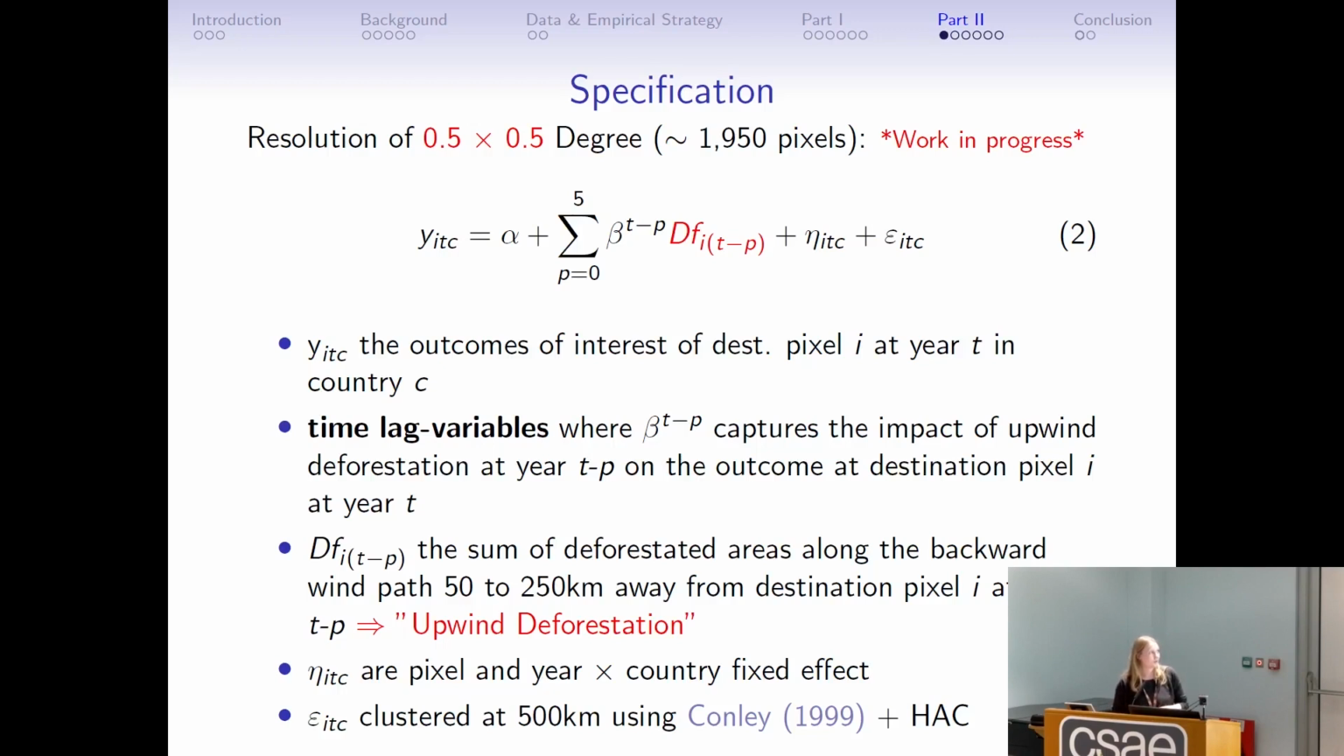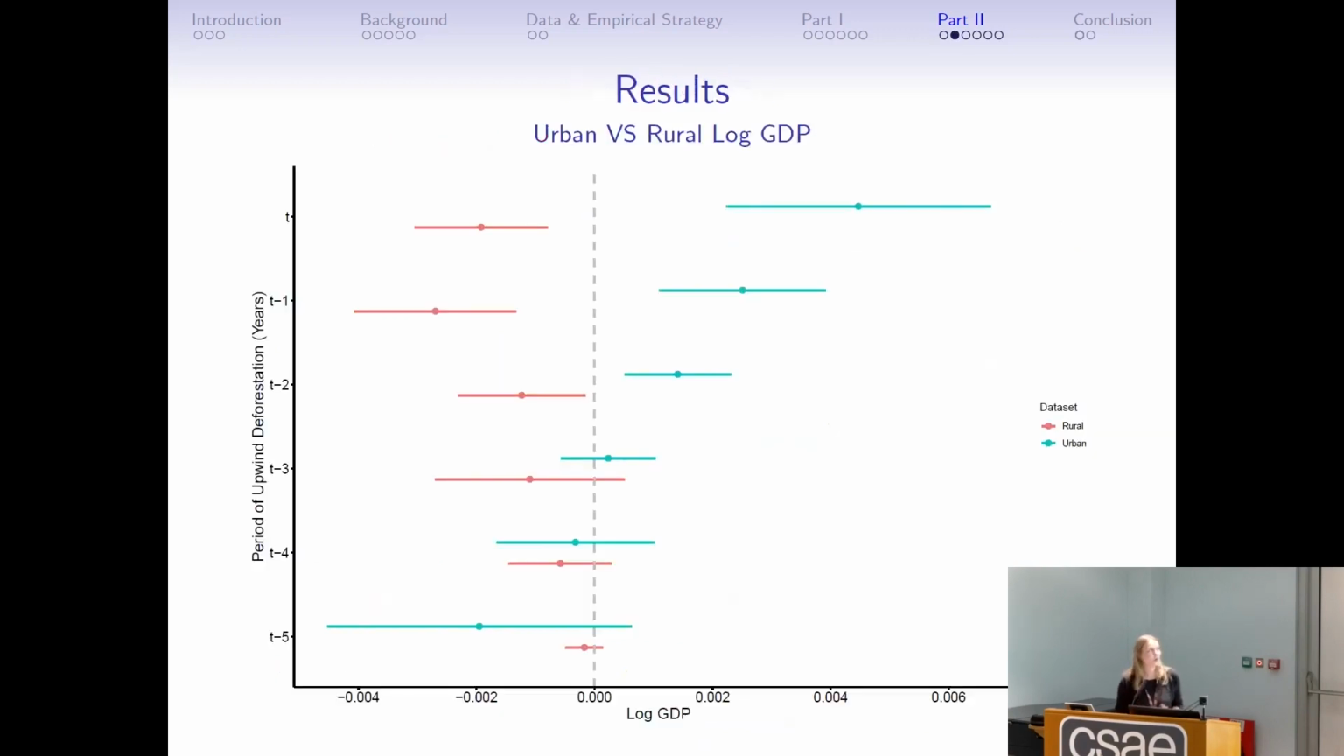And here our outcomes of interest will be migration, the log of GDP, and the number of conflict events, demonstrations, etc. So a bit about the results. On the y-axis you have the period of upwind deforestation exposure, and here we are looking at the log of the GDP.